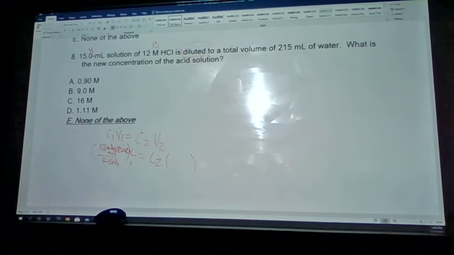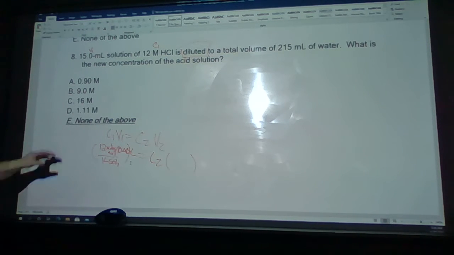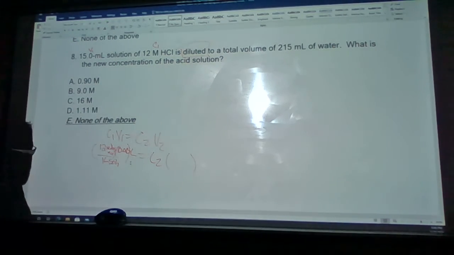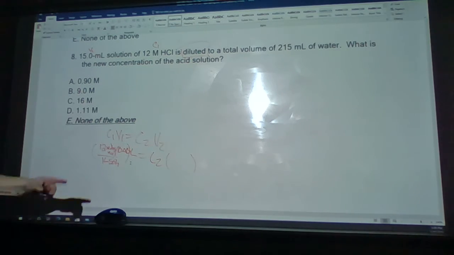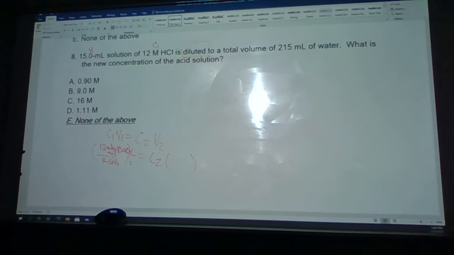V2 is the new volume of solution. Our solute is a liquid, and our solvent is a liquid. So it's not 215 total volume, it's 215 plus 15, or 230 ml total volume.